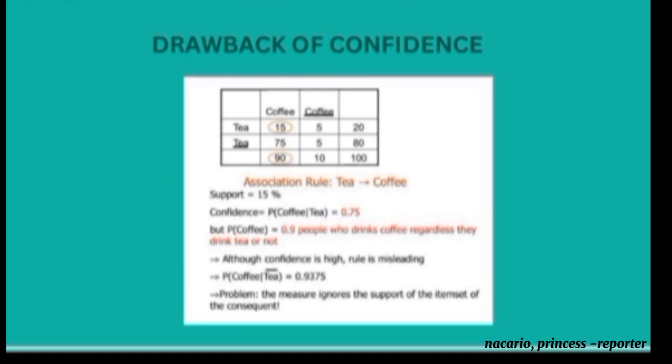So, even though the confidence of the rule tea implies coffee is 0.75, the baseline probability of drinking coffee is already 0.9. This tells us that the rule tea implies coffee is actually misleading because drinking tea lowers the likelihood of drinking coffee. Confidence does not account for the base rate support of the consequent. This leads to false impressions of associations and overstated importance of weak or misleading rules. That's all. Thank you.